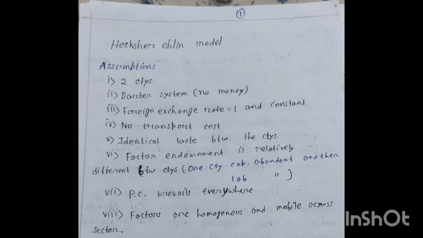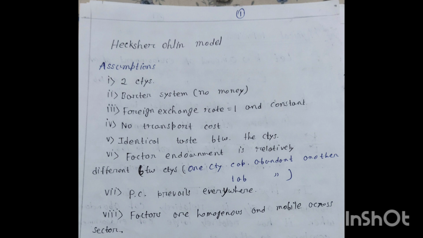The first assumption tells us that in the world there are only two countries doing trade between them. That means in the world market there are only two countries. The second assumption tells us that there is no money in the entire world market. All the trades are basically being done by barter system or exchange systems.